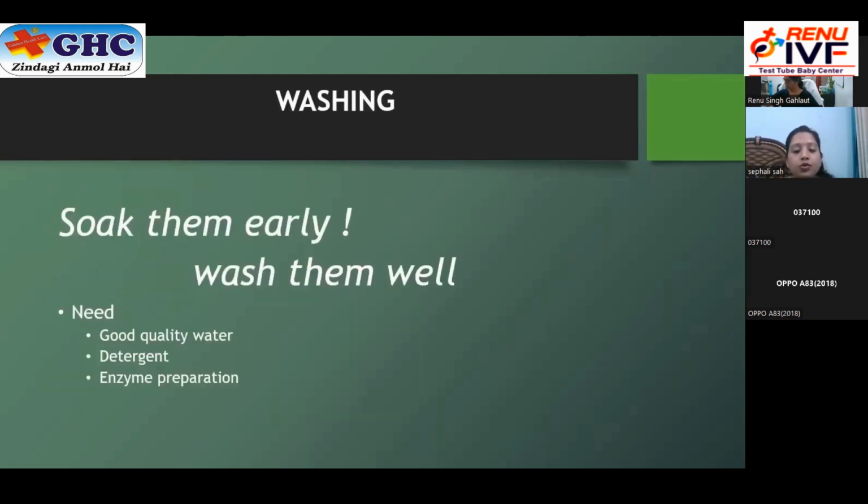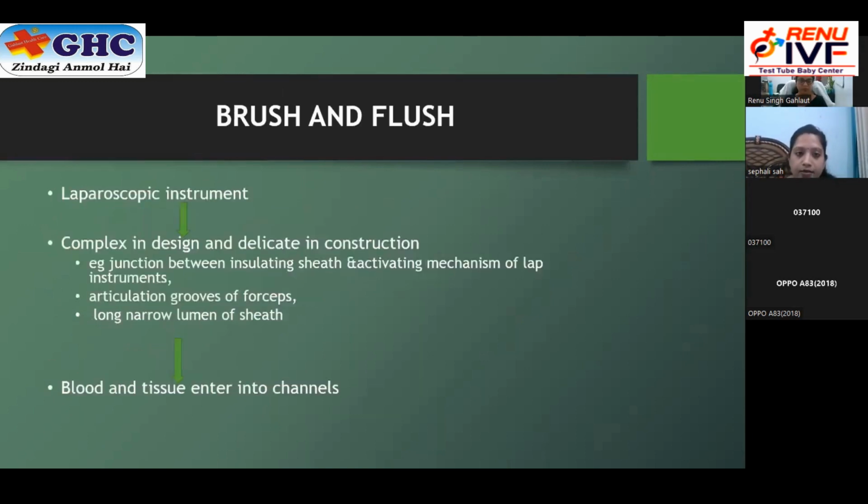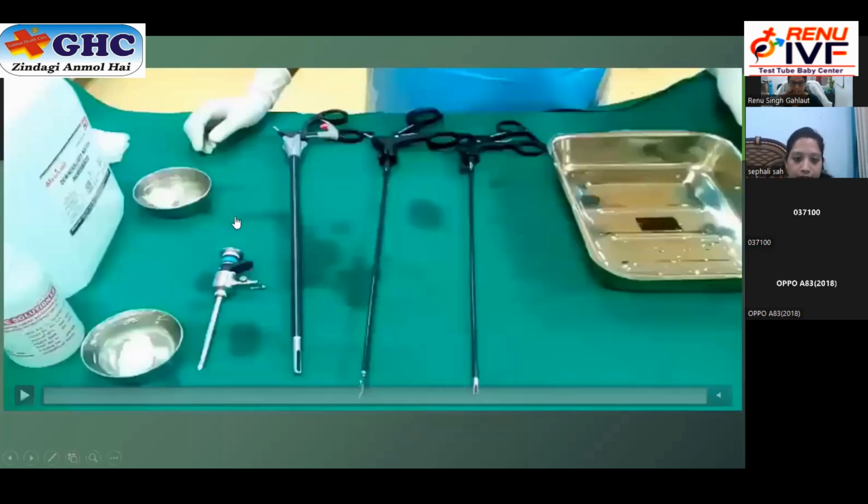Washing is one of the most important steps, to be done on the OT table itself. As the surgeon is doing cautery or cutting, charred tissues come in contact with the instrument. On the OT table itself, we keep a water bowl ready and wipe the instrument well. What is needed? Good quality water, detergent and enzyme preparation. Brush and flush are basically used for our complex-design laparoscopic instruments, which have articulating grooves and forceps with a narrow lumen sheath in which blood and mucus enter. Now here is the video showing how the dismantling of the instrument is done.